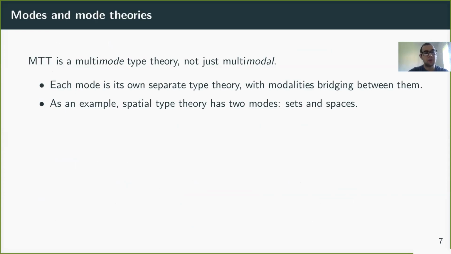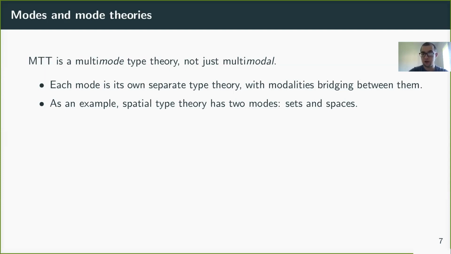Now, before we go further, I should say MTT is not just a type theory with multiple modalities. It's in fact a type theory with multiple modes. A mode is sort of like an independent copy of type theory. So MTT comprises several different modes, each of which has its own pi, its own sigma, and modalities bridge between these independent type theories, allowing us to use types from one mode in another.